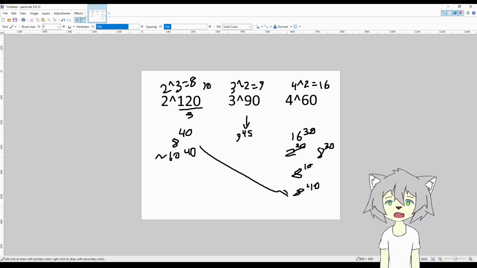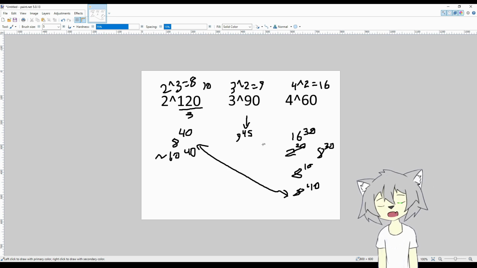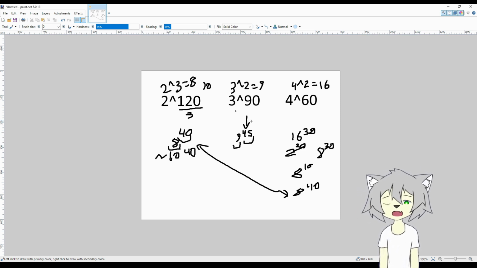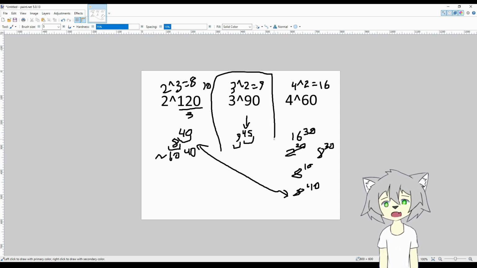Oh hey, would you look at that? These numbers have basically the exact same amount of zeros. And this number just happens to be bigger both in its base and its exponent, so therefore 3 to the power of 90 is basically the biggest number here. Yay! We did it!